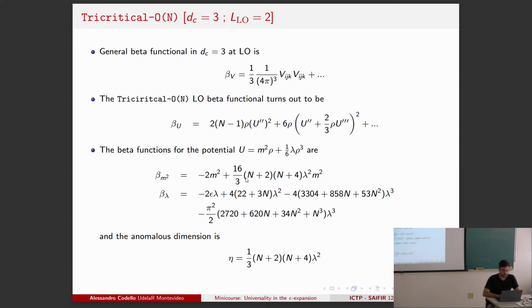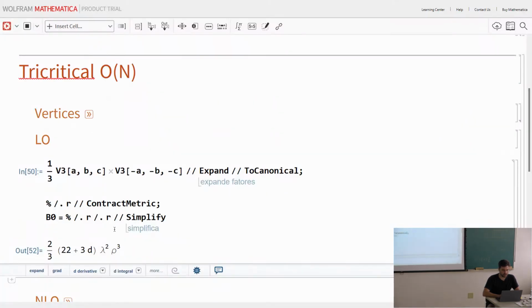Which is, you see, the contribution is only to lambda, to rho to the third power. Because on the left-hand side of this, we have the sum of the beta, we have the derivative.